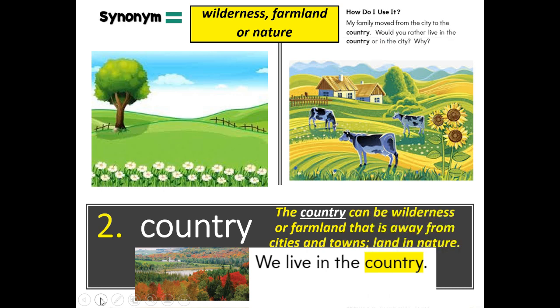How do I use it? My family moved from the city to the country. Would you rather live in the country or in the city? And why? You could also say, my family moved from the city to the wilderness, or the farm, or nature. Would you rather live in nature or in the city, or in the wilderness or on a farm or in the city, and why?